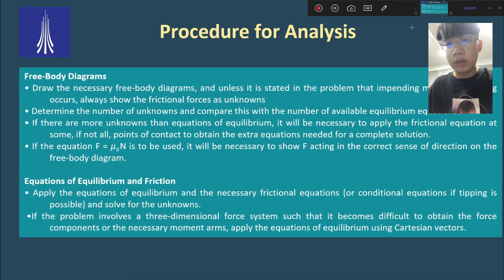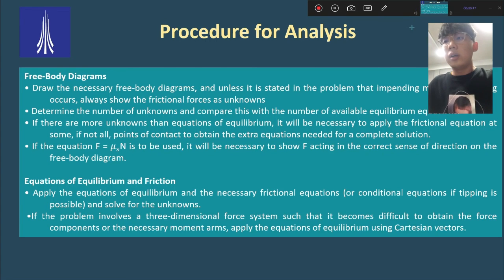Next is the equation of equilibrium and friction. Apply the equations of equilibrium and the necessary friction equations and solve for the unknowns. If it involves three dimensions, it is difficult, but we can do it by writing the Cartesian vectors.